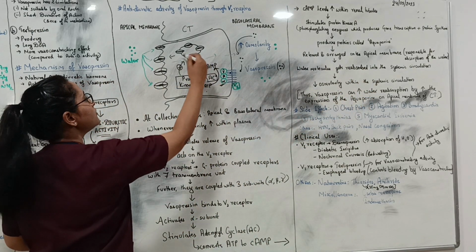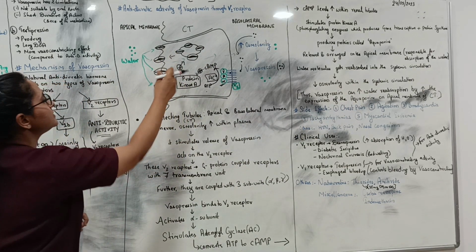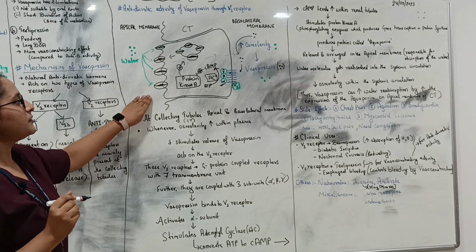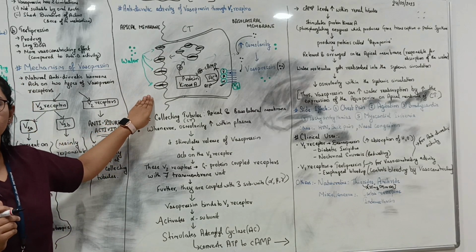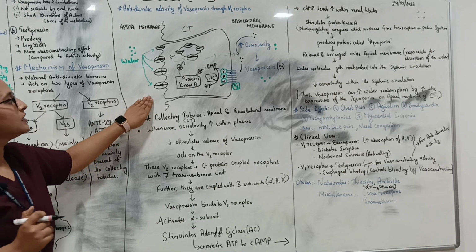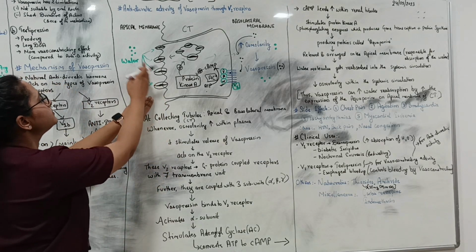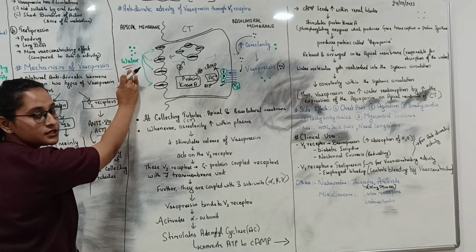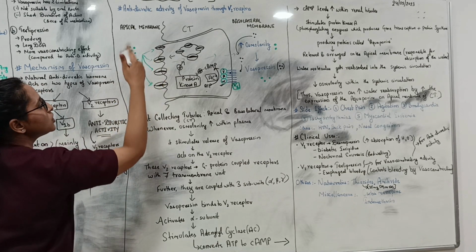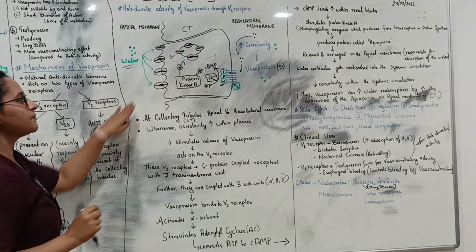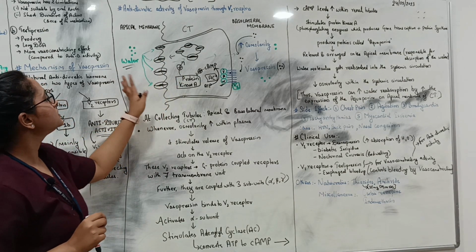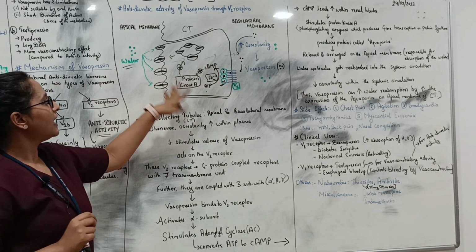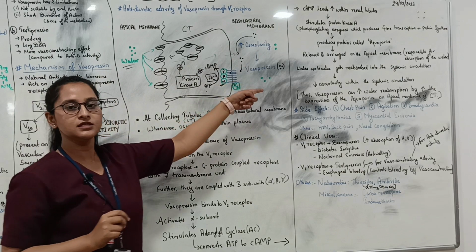So these are the aquaporins, and these are released and arranged into the apical membrane, which is responsible for absorption of the water. Let's take an example: this is the water molecule. It will get reabsorbed from the apical membrane, and because of this, it will get released into the systemic circulation. Because of that, the osmolarity decreases within the systemic circulation.